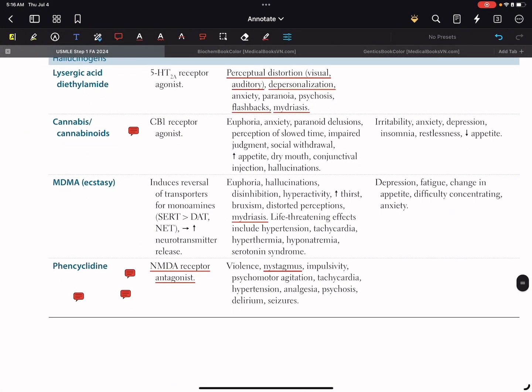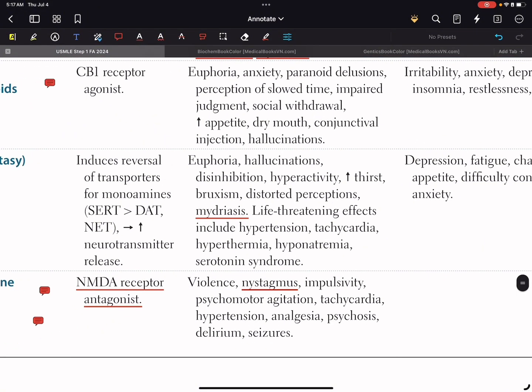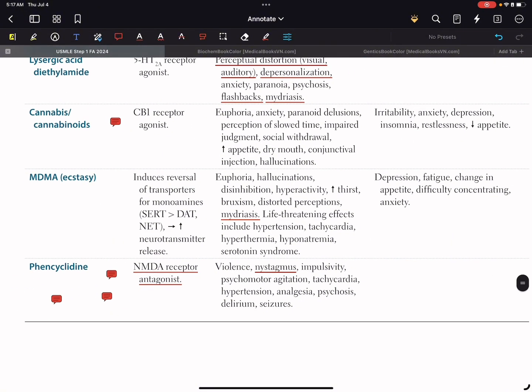Let's go to the MDMA ecstasy. This is reversal of transporters for monoamines like serotonin, DAT and NAT, increased neurotransmitter release, euphoria, hallucinations, disinhibition, hyperactivity, increased thirst, distorted perception, mydriasis. Life-threatening effects include hypertension, tachycardia, hyperthermia, hyponatremia, serotonin syndrome with MDMA. Withdrawal: depression and fatigue, change in appetite, difficulty concentrating, anxiety.